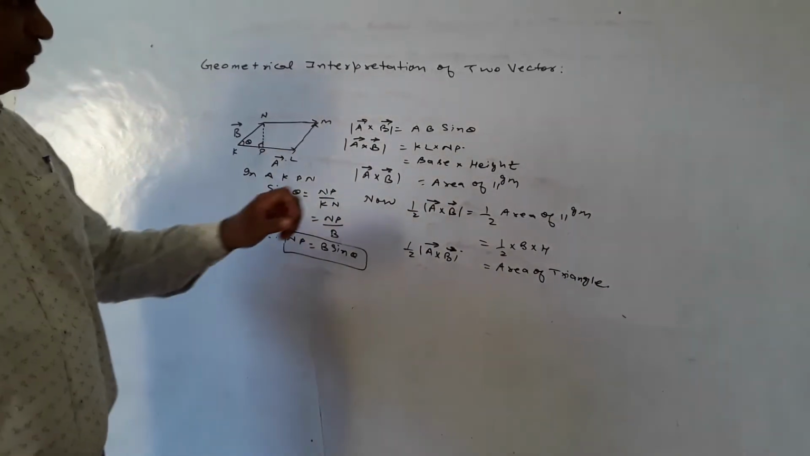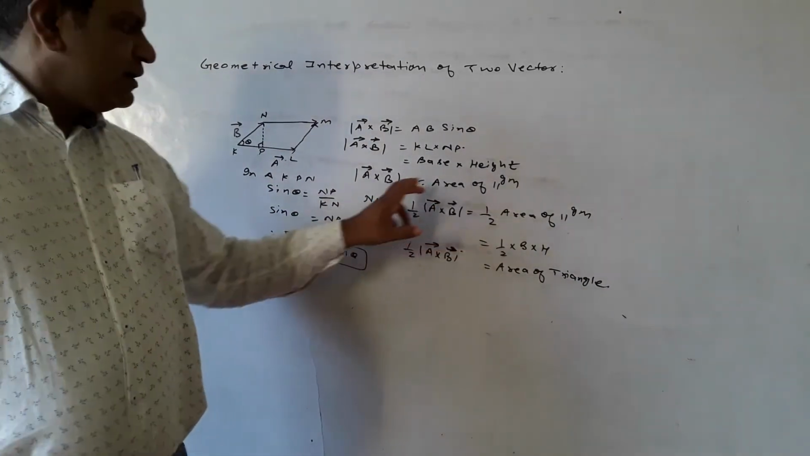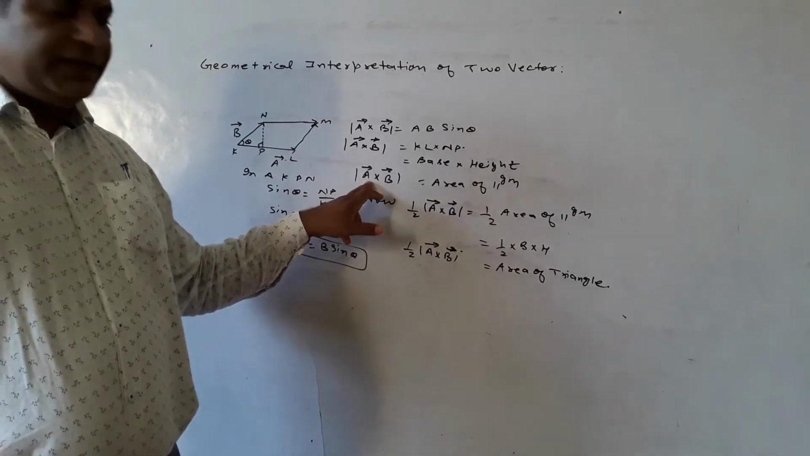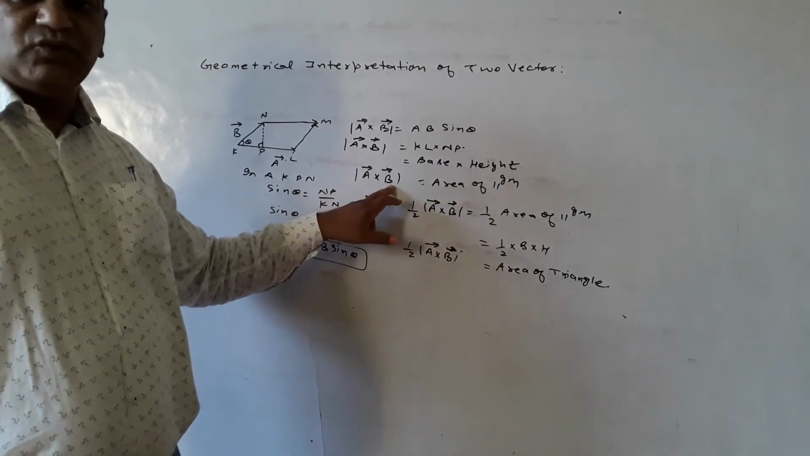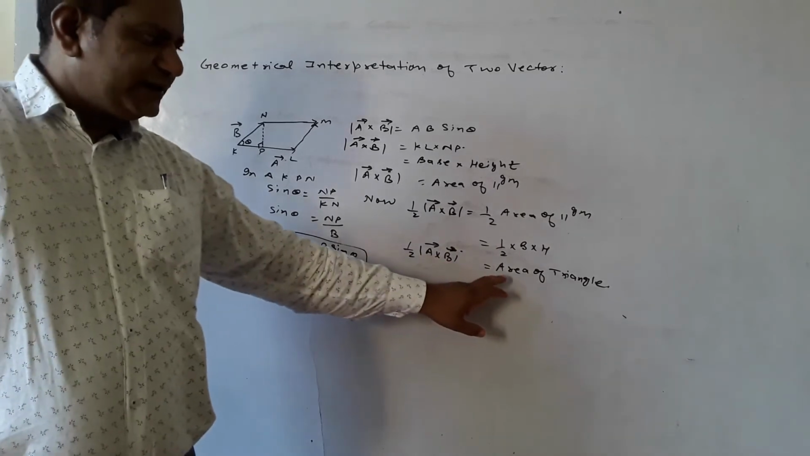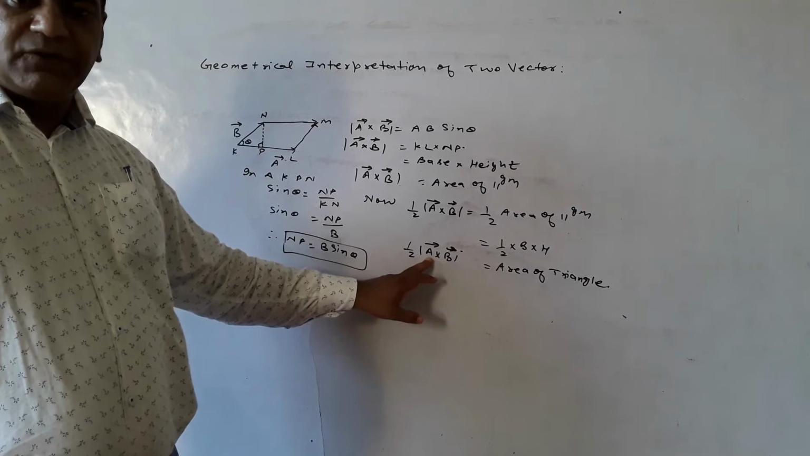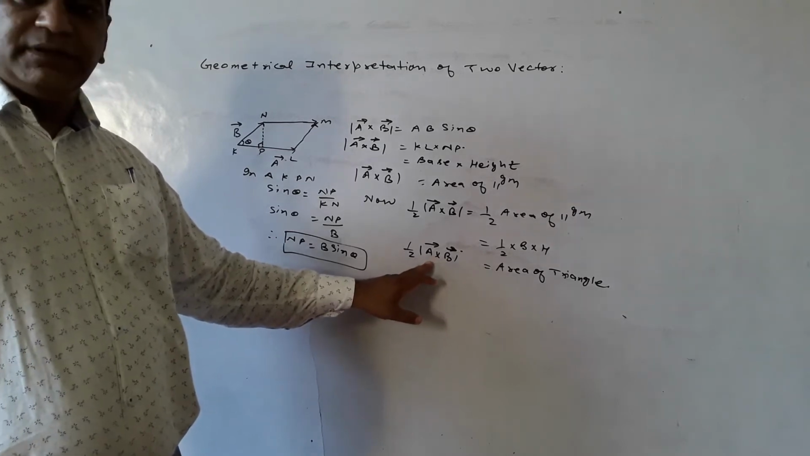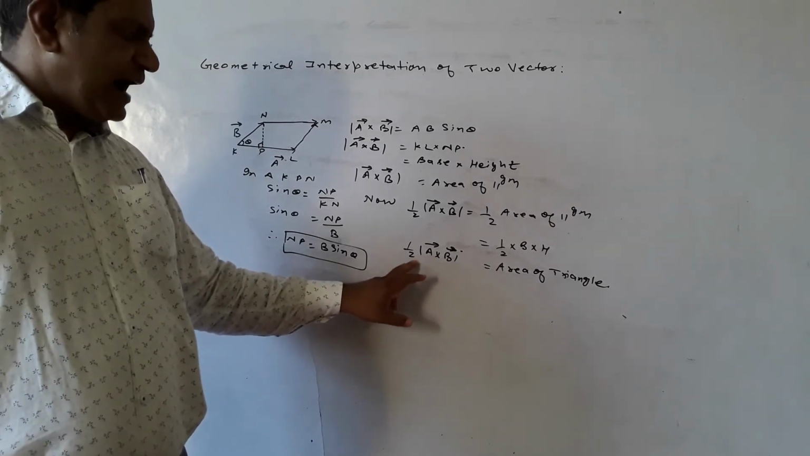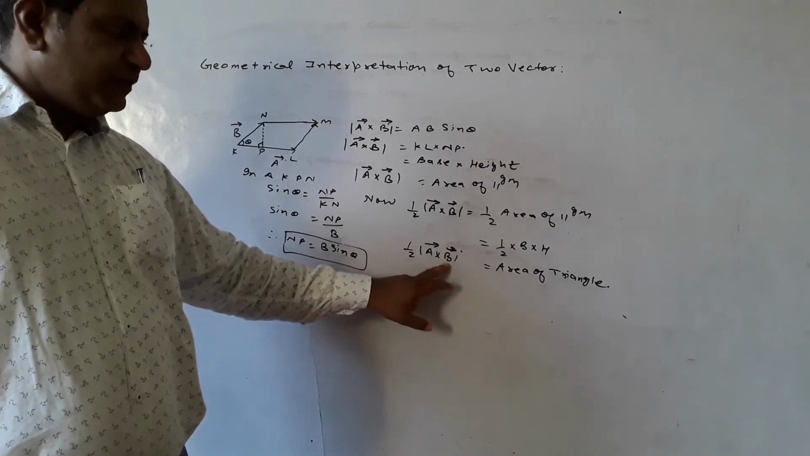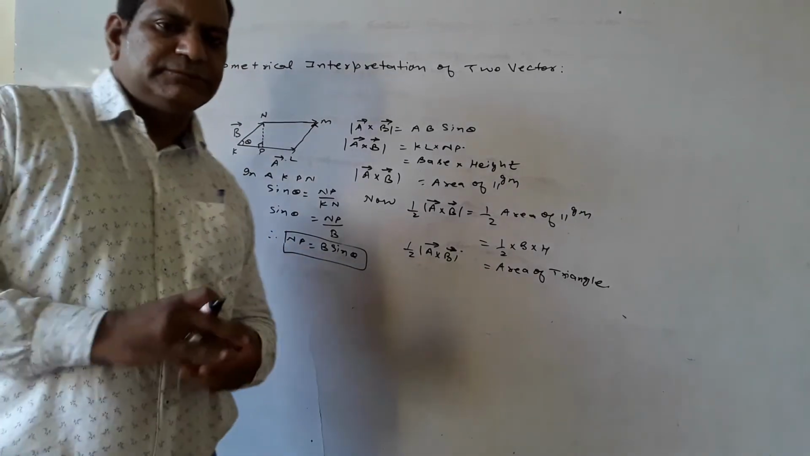So if we have to find the area of a parallelogram, find the cross product of the two vectors A and B, and find the magnitude. If we want to find the area of a triangle, then find the cross product of the two vectors, take their magnitude, and divide by 2. So half of the magnitude of A cross B is equal to the area of the triangle.